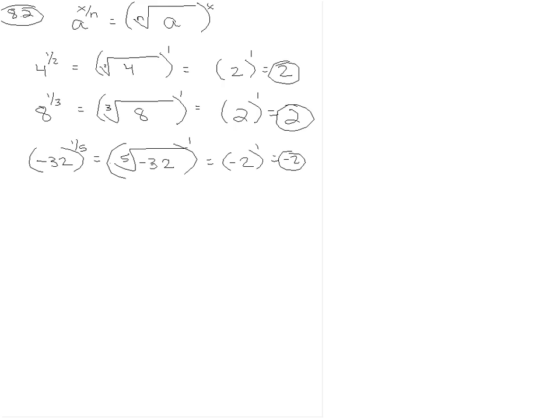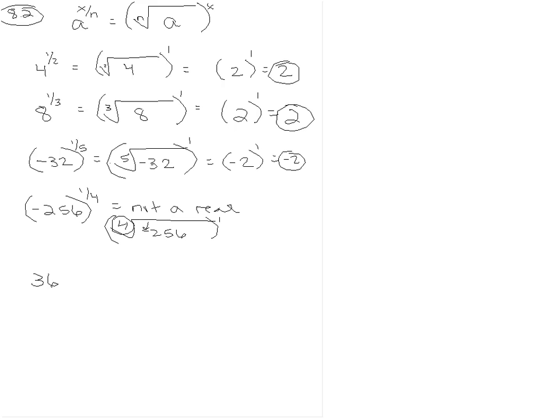is still negative 2. But if I had something like negative 256 to the 1/4, this is not a real number, because what's going to happen is it's the 4th root of negative 256 raised to the first power, and I cannot take an even root of a negative number. So the answer is not a real number. Okay? All right, let's go a little bit further.